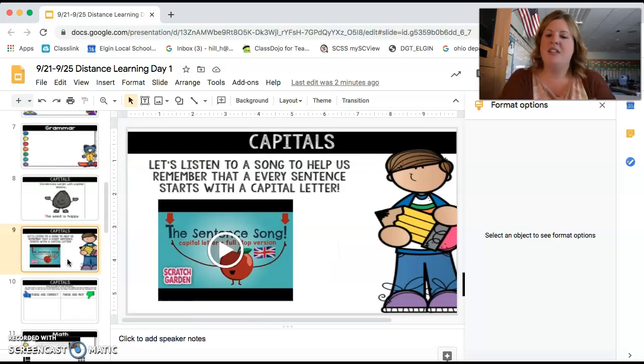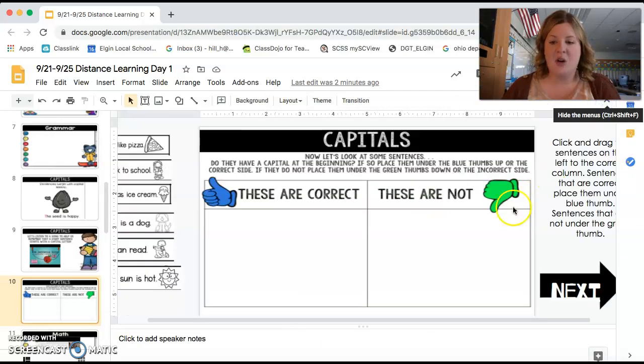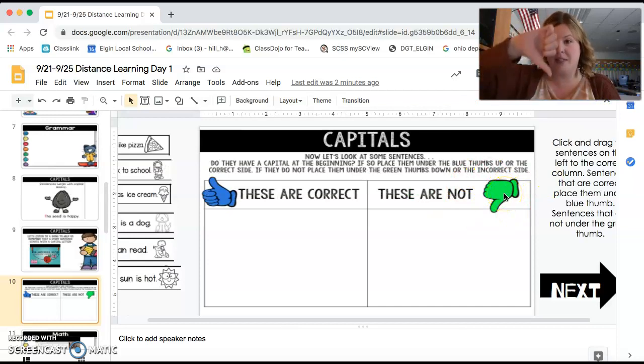And then down here it says, let's listen to a song to help us remember that every sentence starts with a capital letter. So you're going to go ahead and press play for that song right there. And then down here it says, now let's look at some sentences. Do they have a capital at the beginning? If so, under the blue thumbs up, put it on the correct side. Or if they are not correct, you'll put it on the green thumbs down, okay? So blue thumbs up if they are correct, green thumbs down if they are not.